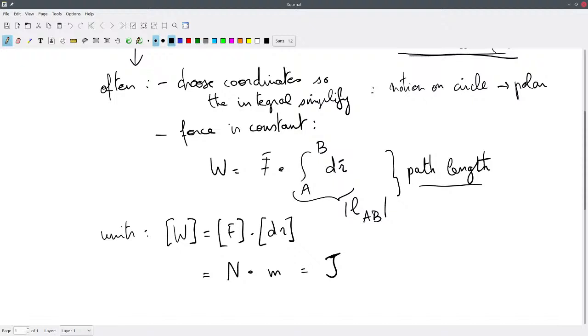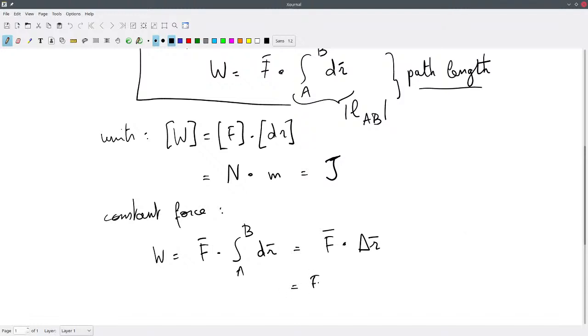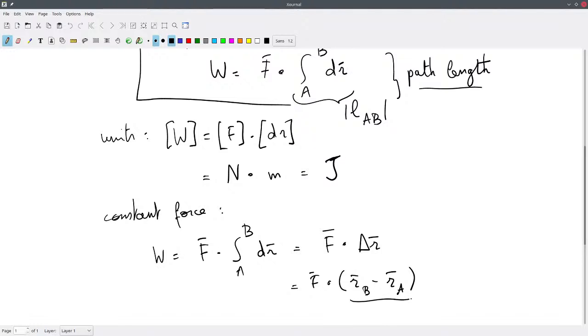So I already said that constant forces is going to be one way that we simplify that. We can actually take this a little bit further, and actually let's treat this explicitly here. For a constant force with some displacement, we're just going to have that the work is now the force times the integral from A to B of dr, and that's going to be the force times this displacement from A to B, or F dot (r_B minus r_A) in vectors. So the displacement from A to B is the position at B minus the position at A.